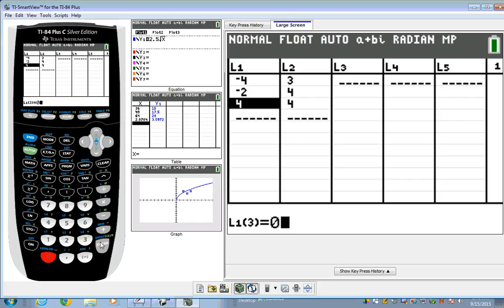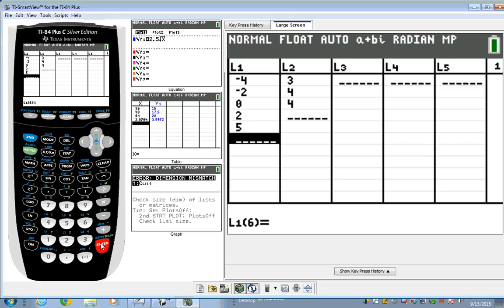-2, 0, 2, and maybe 5. All right. I have loaded some data. Those are my x's, and these are my y's. So I'm going to put in 11, and then -9. Let's see, 0 is 4, and 2 is 0, and 5 will be 5. All right, I have loaded my data.